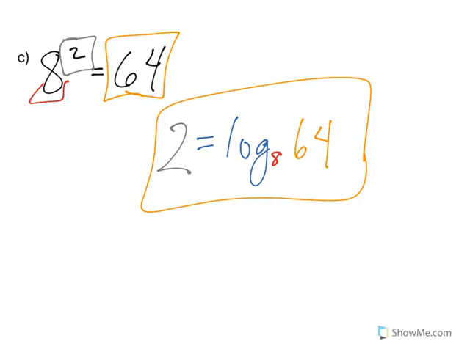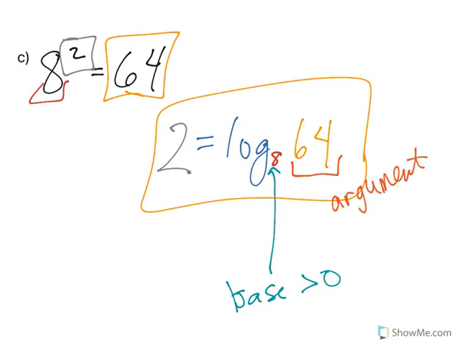Okay. A couple things to remember when we're dealing with logarithms. One is that the base must be positive. So the base has to be bigger than 0, must be a positive number. And the argument, which is this piece, cannot be negative. So the argument must also be greater than 0. So the base and the argument must be positive numbers.